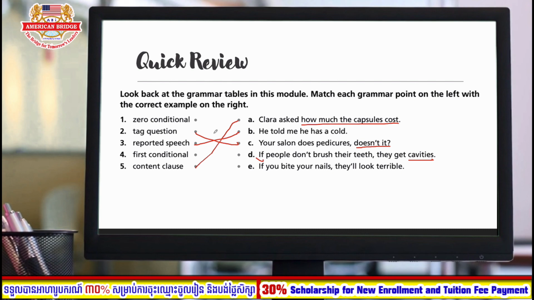I think you know the answer already, so I don't need to do it for you. Just figure out whether it is zero conditional or first conditional. If you cannot, you can open your book to find those specific points to review by yourself.